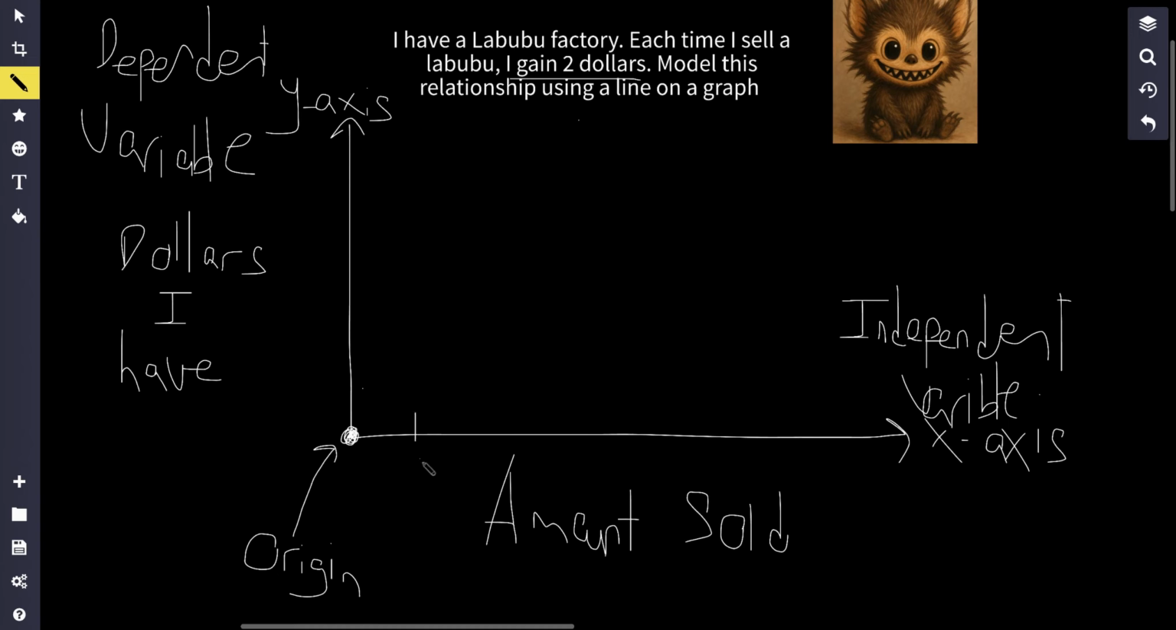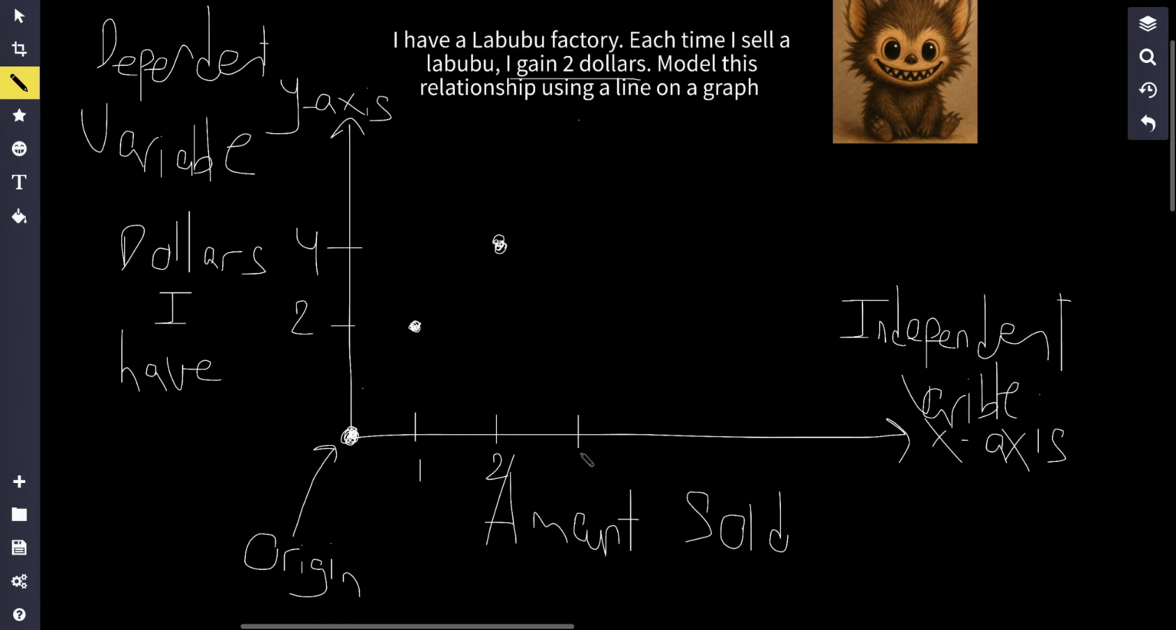Now, if I sell 1 Labubu, how much money am I going to get? Well, each Labubu I sell, I get $2. So if I sell 1 Labubu, I get $2. So I am going to graph this point. If I sell 1, I get $2. Let's do another one. What if I sell 2 Labubus? Well, 2 times 2 gives me 4, so I'm going to get $4. If I sell 1 Labubu, I get $2. Well, if I sell 2, I get $4.